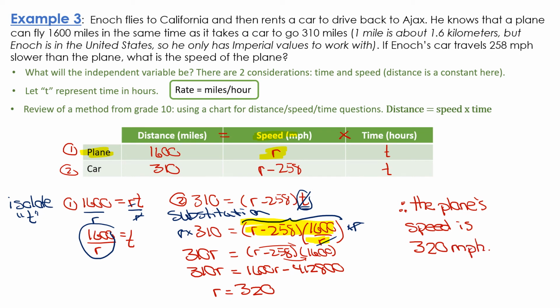And remember that Enoch's car was 258 miles per hour slower than that. Does that make sense then for a car speed? Yeah, an Imperial, 62 miles per hour is an average speed. So that's using the chart method to solve the problem, which works well when you have two different things, a plane and a car going two different speeds.